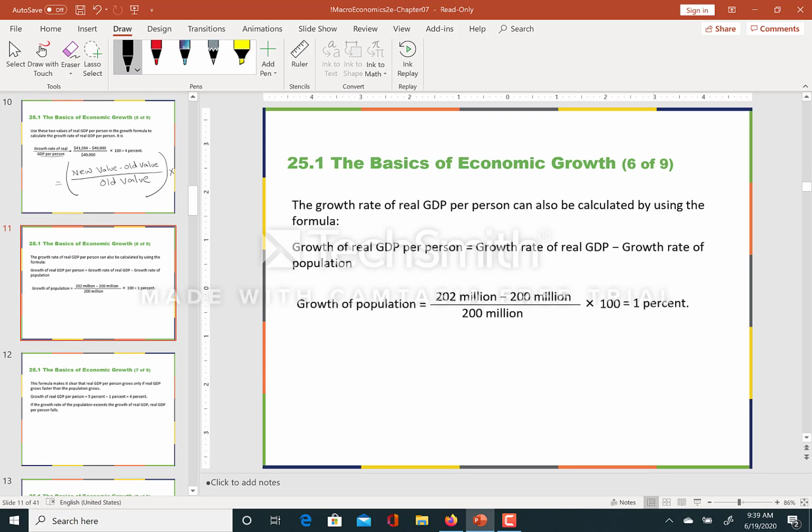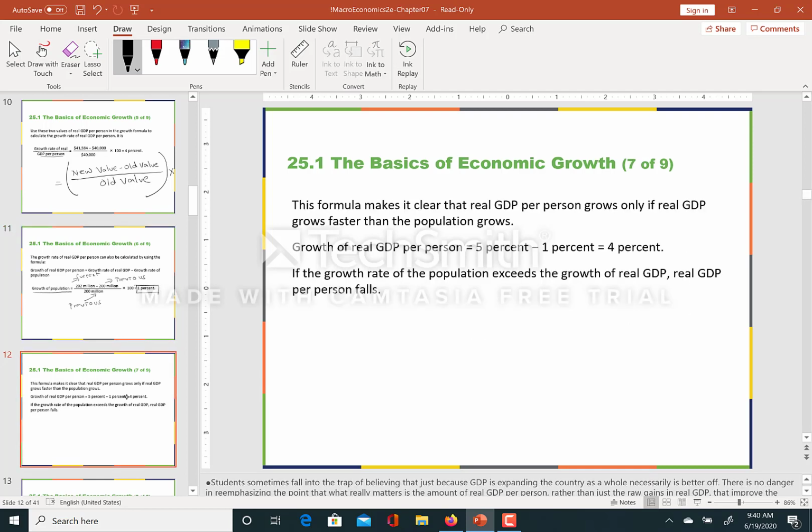There is basically another easy way of doing this, and let's look into that. So, what's the growth rate of population? The previous year was 200. The current year, or the new value, is 202, over the previous year, which is equal to 200. So the growth rate of population, after the calculation, we found our number to be 1%.